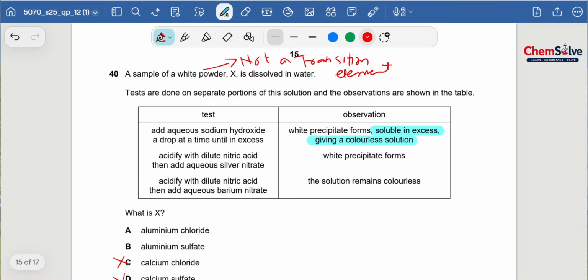Okay, next it says when we add dilute nitric acid and barium nitrate to it, then what will be formed? Obviously, it will form barium sulfate, and barium sulfate again is insoluble. It doesn't form the colorless solution. So B is again the wrong option. That's why A is our correct option.